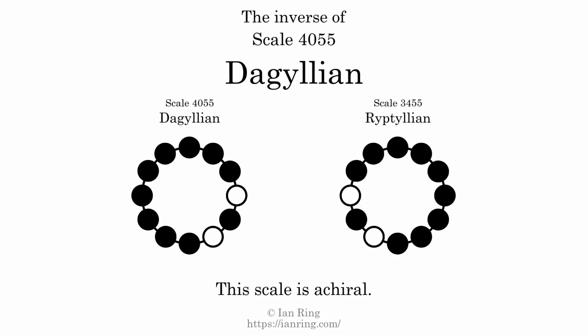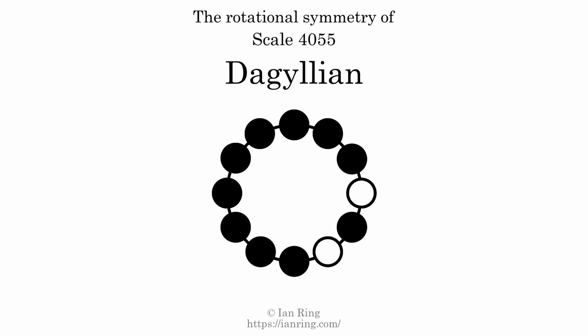The inverse of a scale is a mirror image. It is what you get when the sequence of intervals is reversed. The inverse of this scale is scale 3455, also known as Reptilian. This scale is achiral, since it can transform into its own reflection by a rotational transformation. This scale has no rotational symmetry.